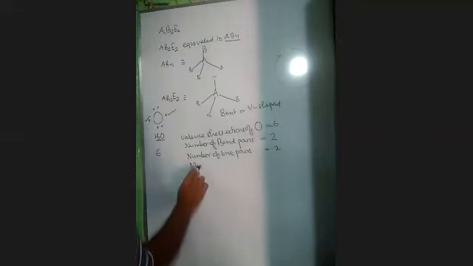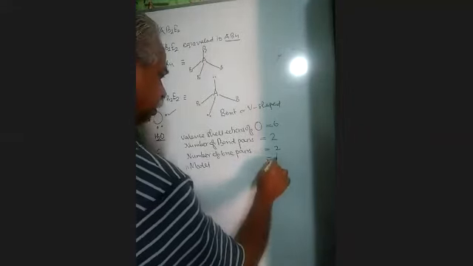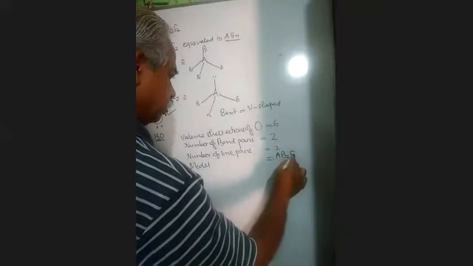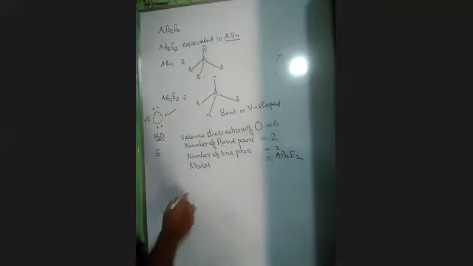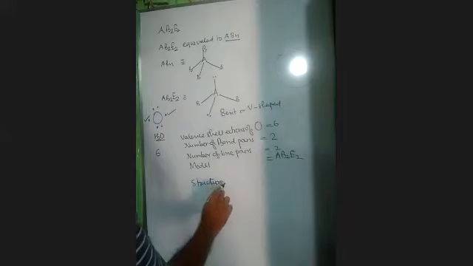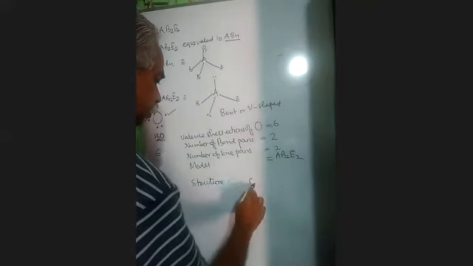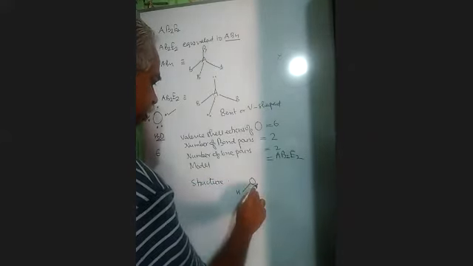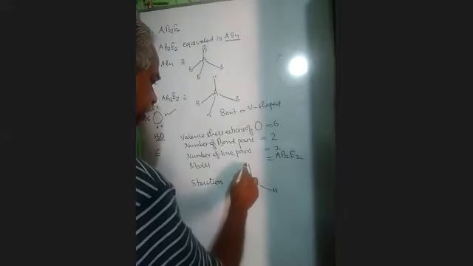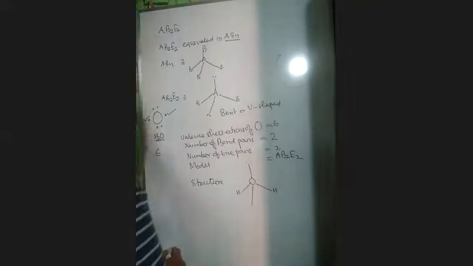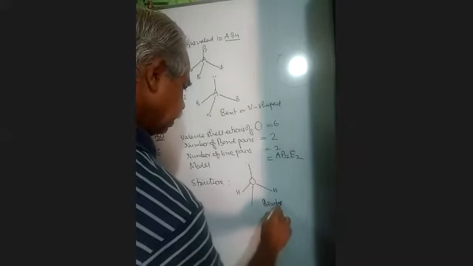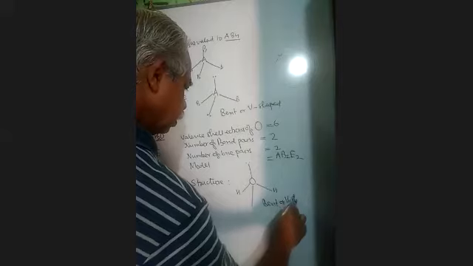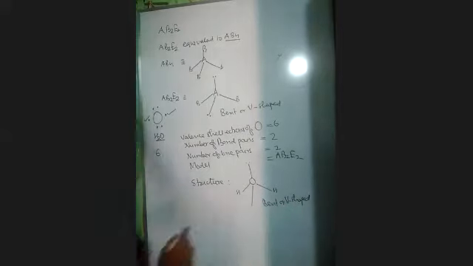So what is the model? Model is AB2E2. But AB2E2 is equivalent to what? AB4. So what will be the structure? The structure is O, H, H. And these are the invisible lone pairs. Okay, so this structure is bent or V shaped.